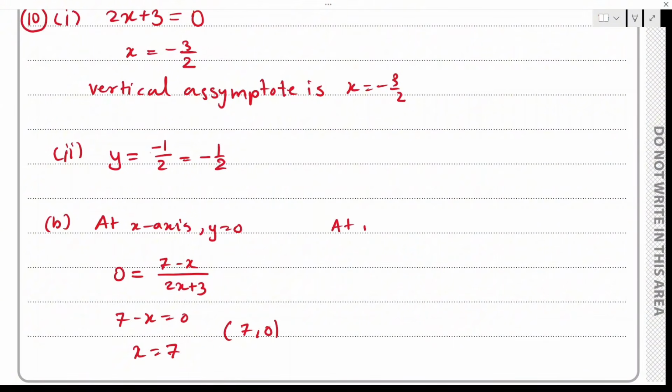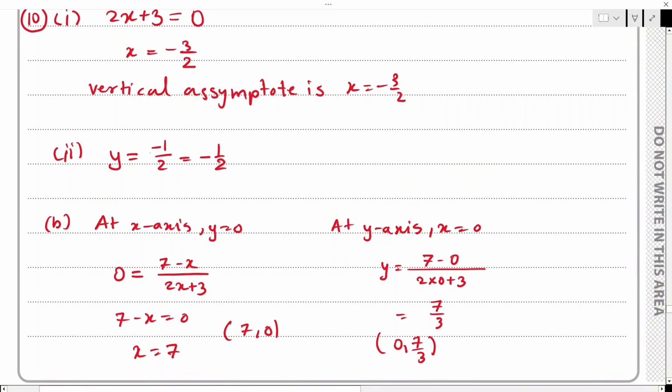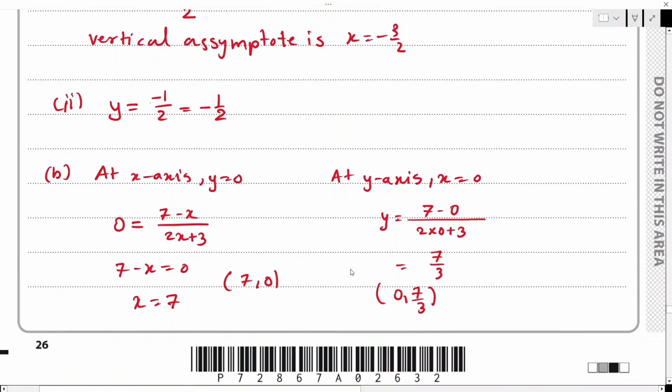For the y-axis, we can write that x is equal to 0. So y is equal to 7 minus 0, substituting x equals 0 into our expression, divided by 2 times 0 plus 3. Ultimately this gives us 7/3. So from this we see that (0, 7/3) is the point at which our curve crosses the y-axis.